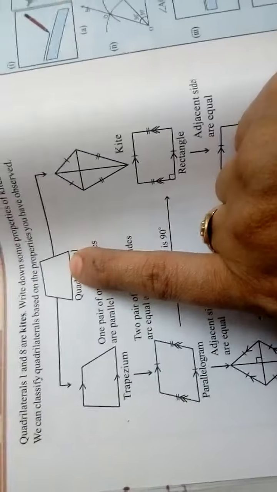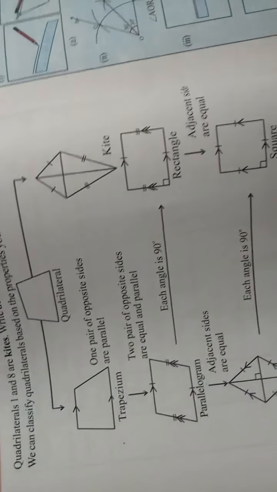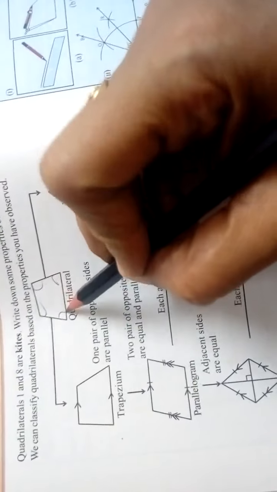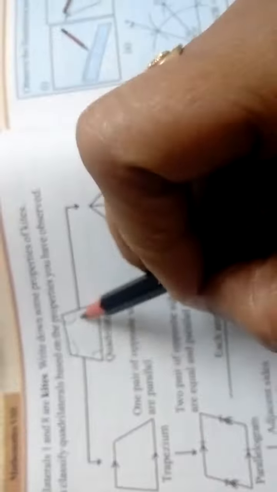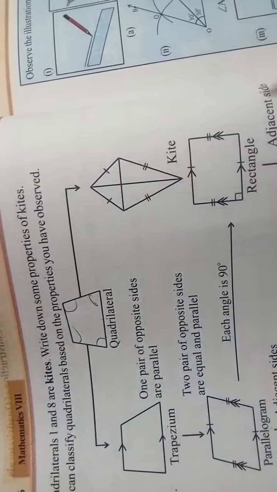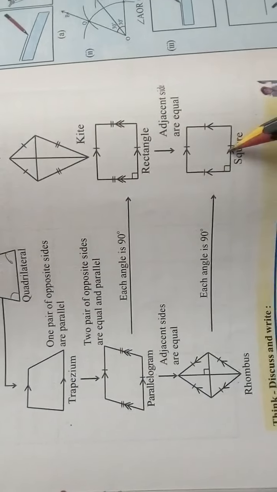Now we are discussing the types of quadrilaterals. We have 4 sides, and at the same time we have 4 angles. Do you know the angles? These are the angles. How many angles do we have? 4 angles. Depending on the position of these angles and the sides, we divide the quadrilateral as trapezium, kite, rectangle, parallelogram, rhombus and square. Once again I am repeating: trapezium, kite, rectangle, parallelogram, rhombus and square.